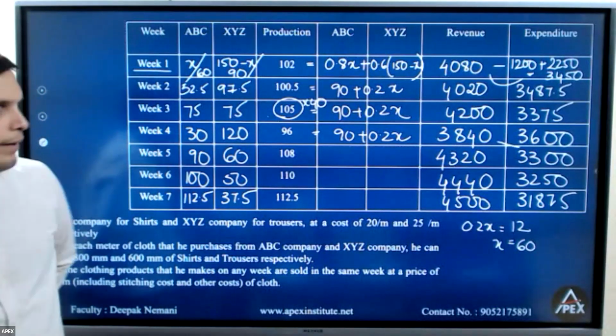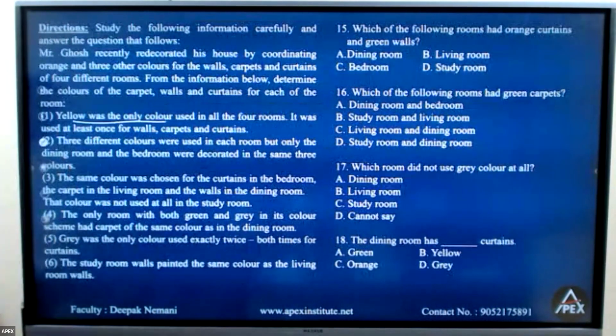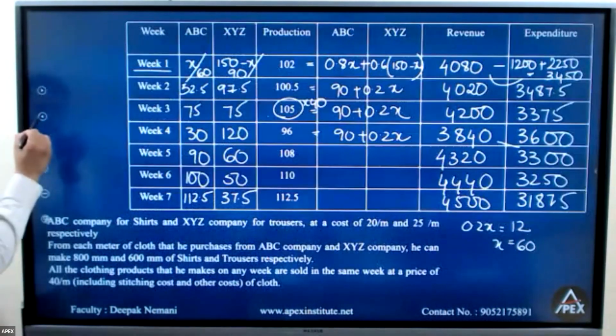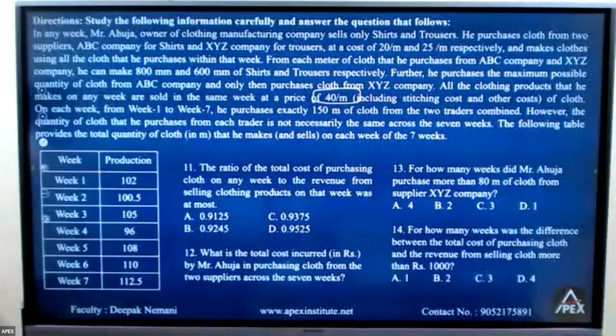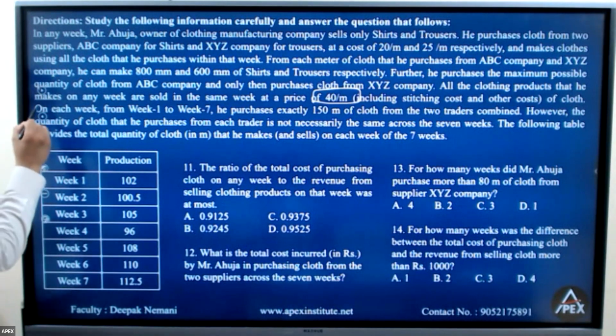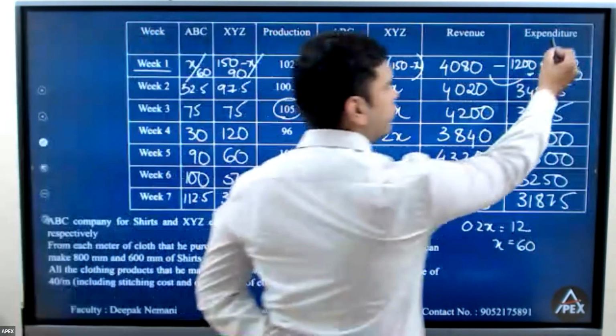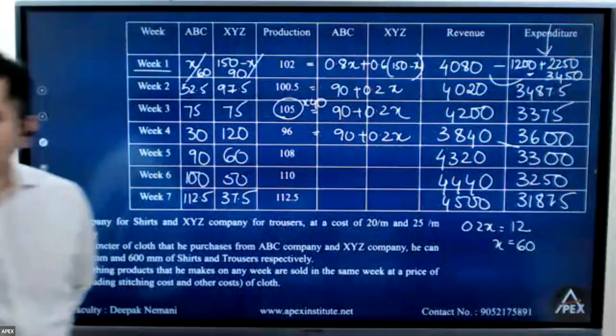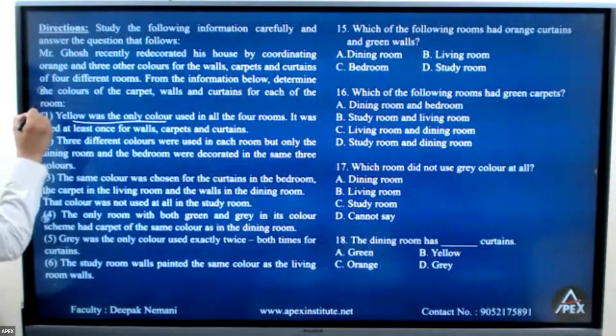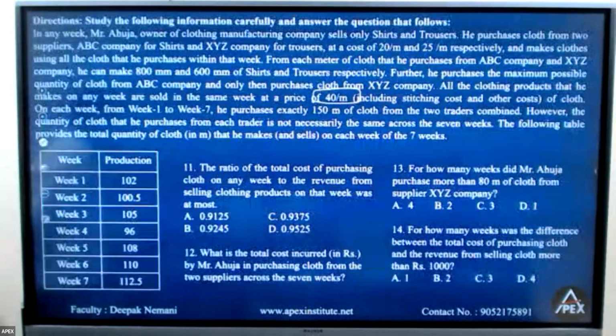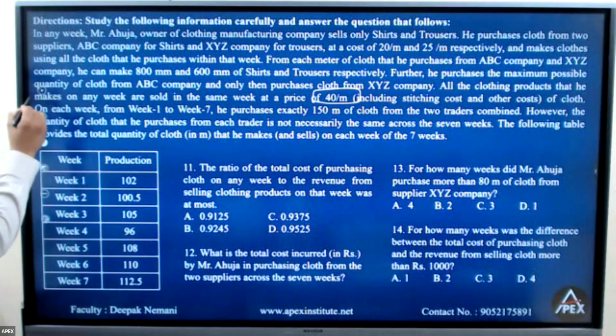Okay. So you have calculators, you can solve it. Sorry. Similarly, you can answer, for example, the 12th question. What is the total cost incurred in purchasing cloth from 2 suppliers across 7 weeks? That is expenditure kada. You need to calculate the total expenditure. Sorry, my bad. Now, for how many weeks did Mr. Ahuja purchase more than 80 meters of cloth from supplier XYZ?